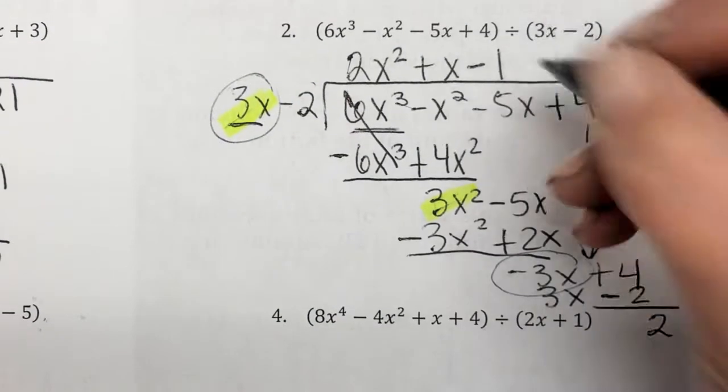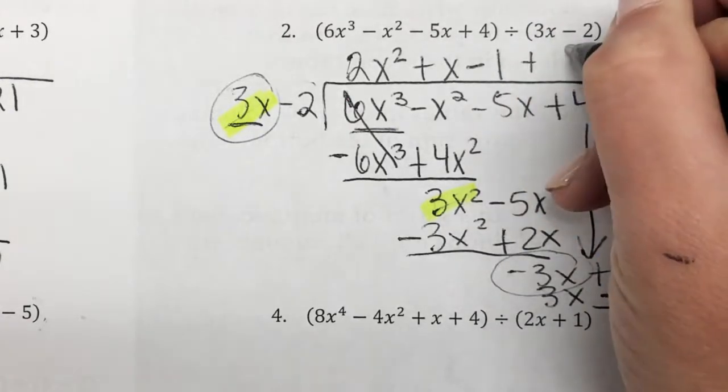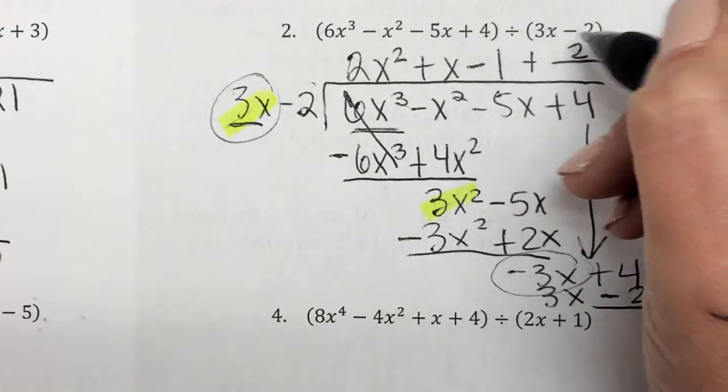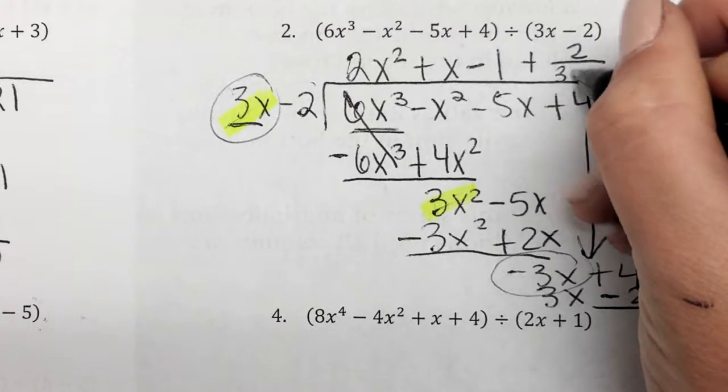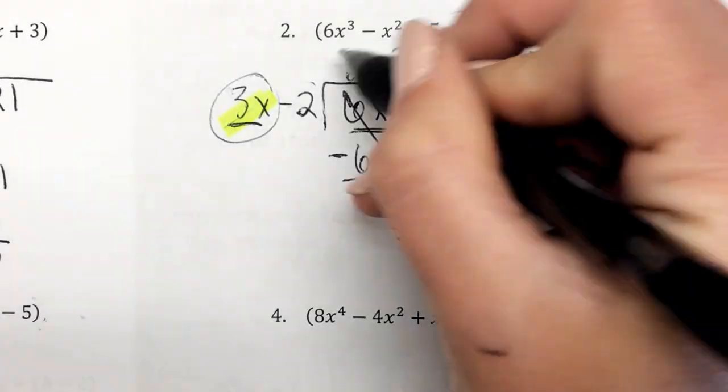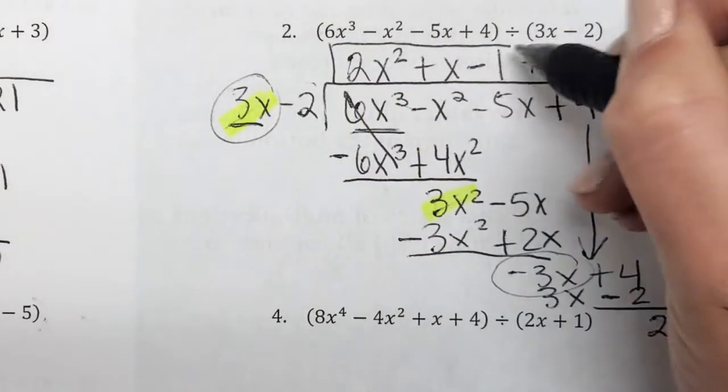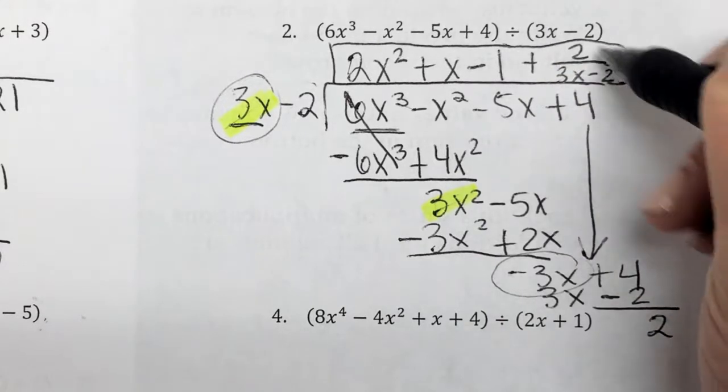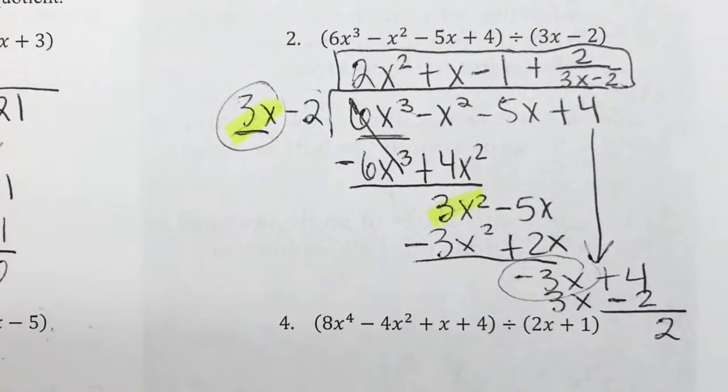Yes, you're going to write the plus 2 right here. That's going to be on top. That's your remainder. On bottom, you put 3x minus 2, which is what you're dividing by. That's it. So here's your final answer. Again, the numerator is the remainder. Denominator is this binomial that you're divided by.